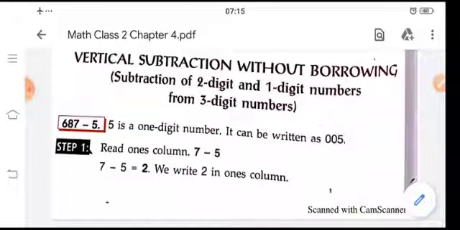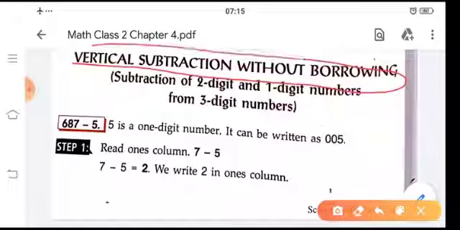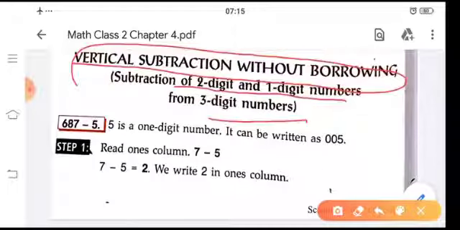Today we are going forward. We are going to start subtraction without borrowing. We are going to subtract a two-digit number and a one-digit number from three-digit numbers. Suppose we are going to subtract 5 from 687. This 5 can be written as 005.